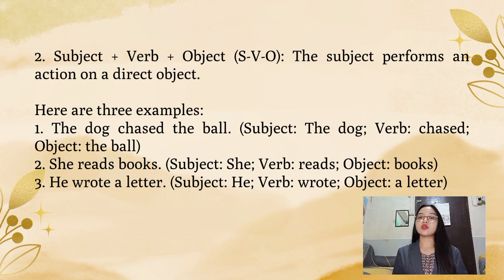In this structure, which is the number 1 example, the subject dog performs an action chase on a direct object ball. In sentence 2, she is our subject, performs the action reads, which is our verb, on books, which is our object. In sentence 3, he is our subject that performs the action wrote, which is our verb, on a letter, which is our object.